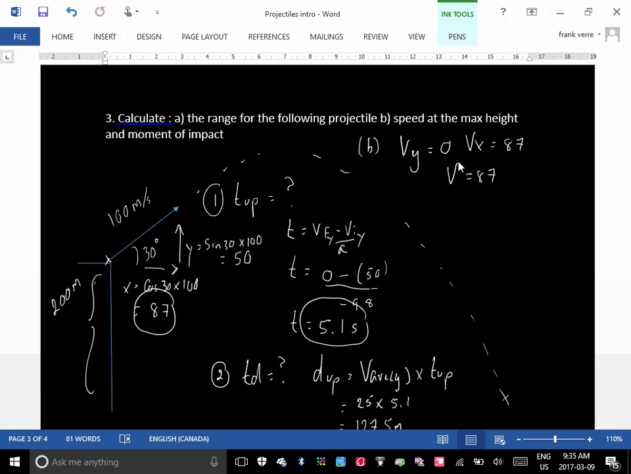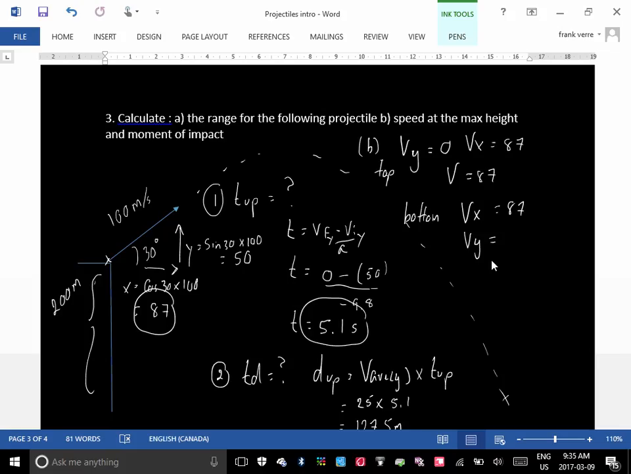So at the top, the vertical speed is 0, so it only has horizontal speed. That means my speed is 87. But at the bottom, it's a little bit different. At the bottom, the horizontal speed is still 87, but the vertical speed is not 87. It's different, right? So what exactly would it be?